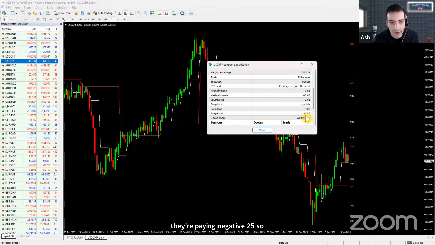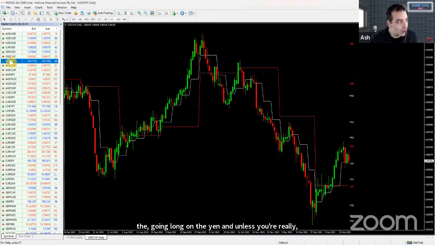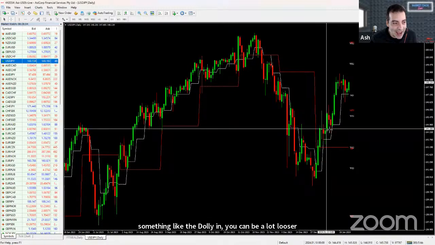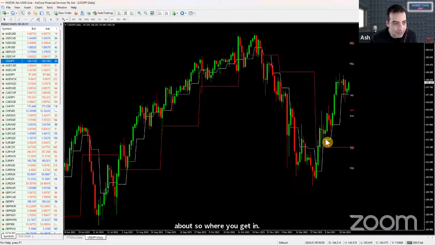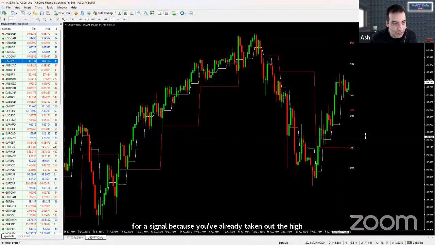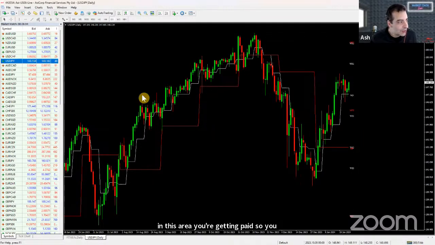That's why it's not worth shorting or going long on the yen unless you're really, really certain that it's going. And you can be a lot looser. If you look at something like the dollar yen, you can be a lot looser about where you get in. You could get in this area rather than needing to wait for a signal, because you've already taken out the high. In this area, you're getting paid. So get in and hold on.